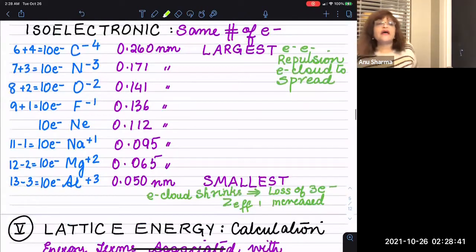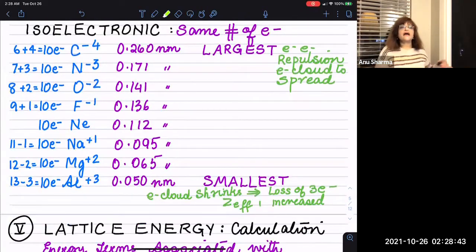Okay, now we have the isoelectronic effect. Isoelectronic effect is basically the same number of electrons. Now look at this carbon. Carbon originally has 6 electrons. It acquires 4 more. That is why it got -4. And the size is 0.260 nanometers.